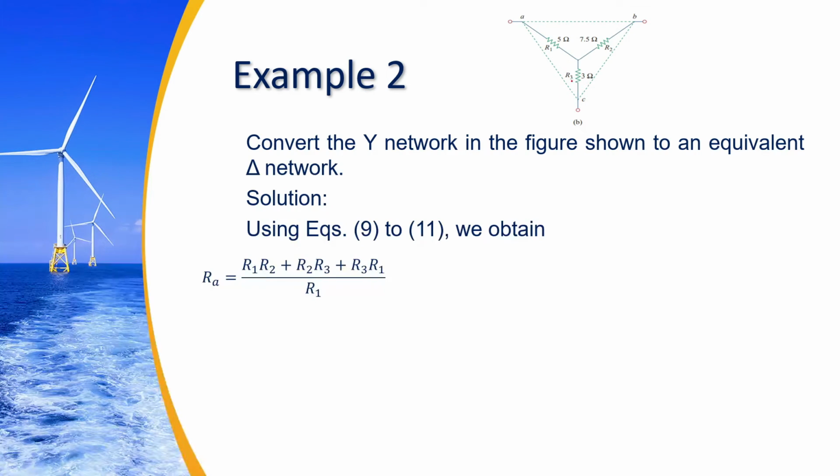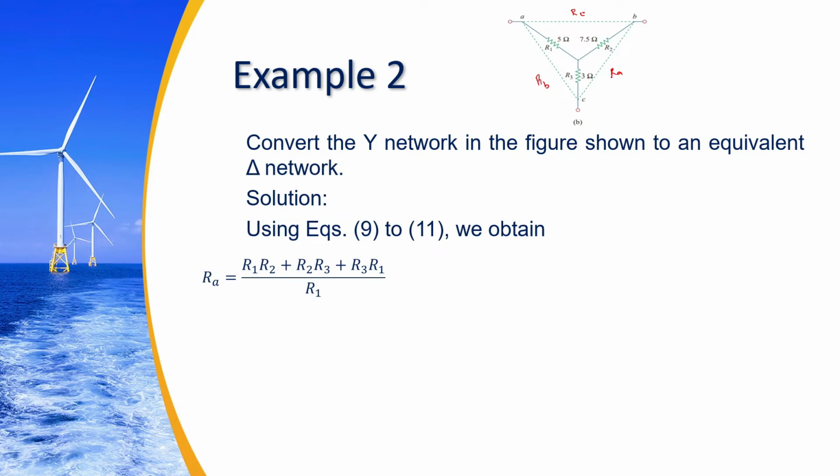Sabi sa rule, kunin lang daw natin yung sum ng bawat product ng Y network natin. Example, itong R1 times R2. Then R2 times R3. Then R3 times R1. Yun yung nasa numerator natin. Tapos, yung denominator is yung equivalent ng kinukuhanan natin. Kunwari, ito yung kukuha natin. Let's say, ito yung RC, ito yung RA, and then ito yung RB. Okay? Let's say, kuha natin itong RA na lang.